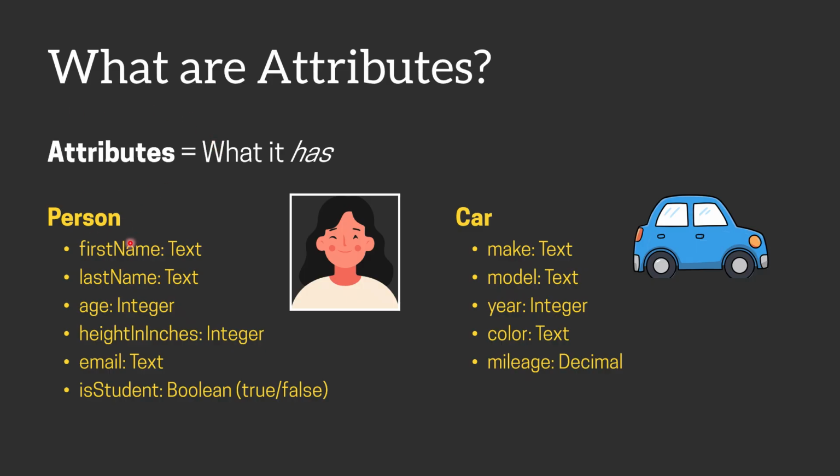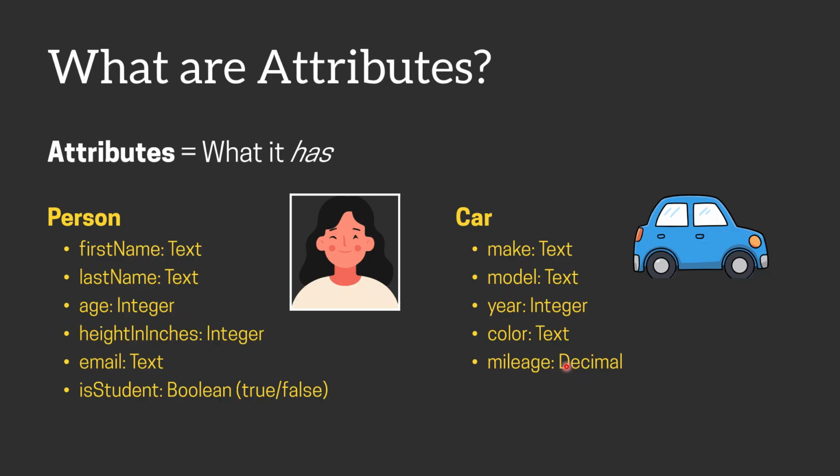So for the person class, that would be first name, which is going to be text, last name, which is also going to be text, age, which might be an integer, height in inches, which also might be an integer, an email, which is going to be text, and then is student, which is a Boolean of either true or false. Now for a car, the attributes might be the make of the car, the model of the car, the year of the car, the color of the car, the mileage of the car.